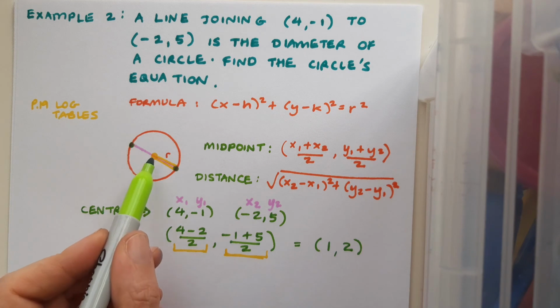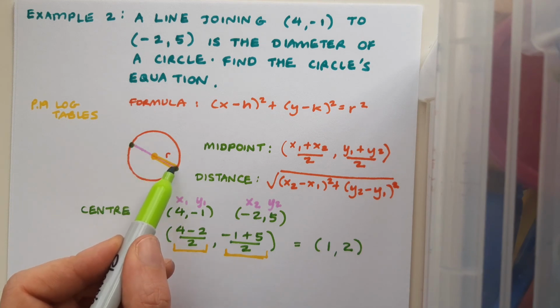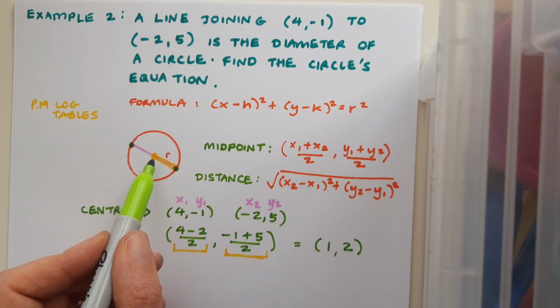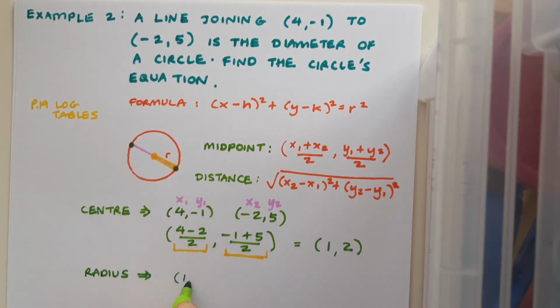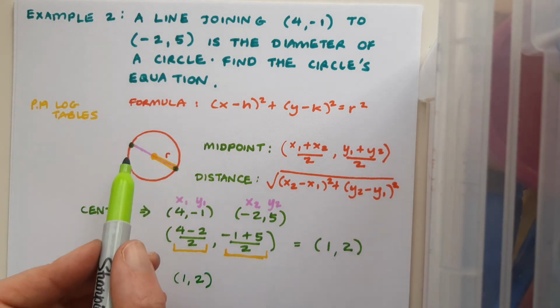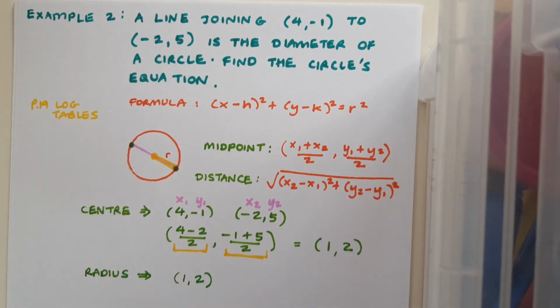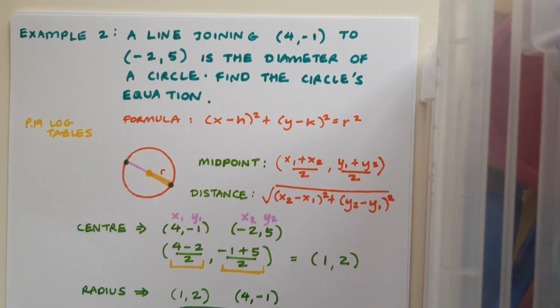So the radius is just the length of any line from the centre of the circle to the circumference. So I'm going to use my centre, which is (1, 2), and either of these points will do then for that distance formula. So I'm going to just pick (4, -1). You could use (-2, 5) if you liked, it doesn't make a difference. And just before I fill those points into my formula, I'm going to label them as x1, y1, x2, y2.